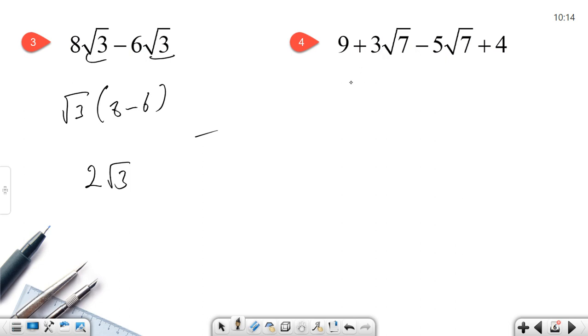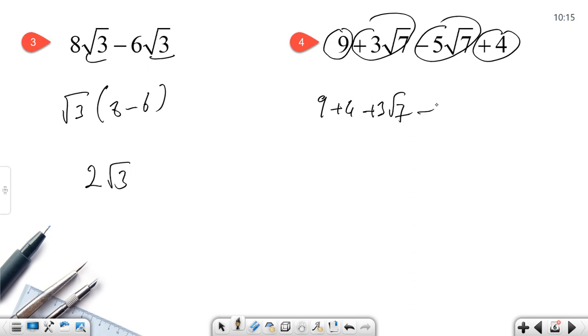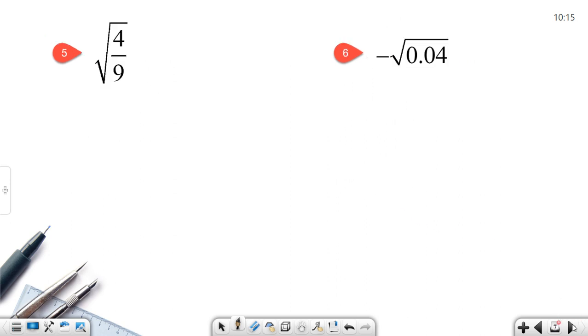Let's see, 9 plus 4. And this one, sorry, don't get confused about how I circle it, because don't forget, signs belong to their terms. That's a plus 9, that's a plus 4. So 9 plus 4. That's a plus 3 square root of 7, plus 3 square root of 7. And this is minus 5 square root of 7. So 9 plus 4 is 13. 3 minus 5, I can do that one. 3 minus 5 is minus 2 square root of 7. So 13 minus 2 square root of 7.